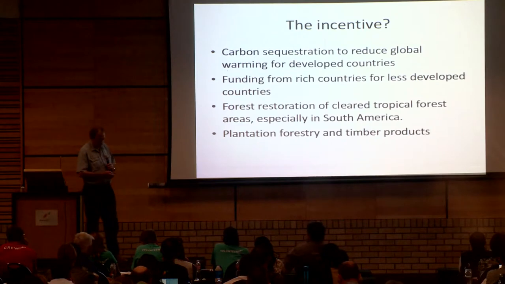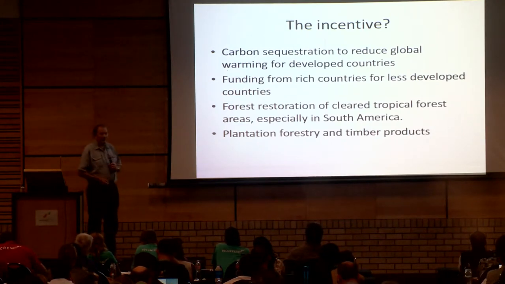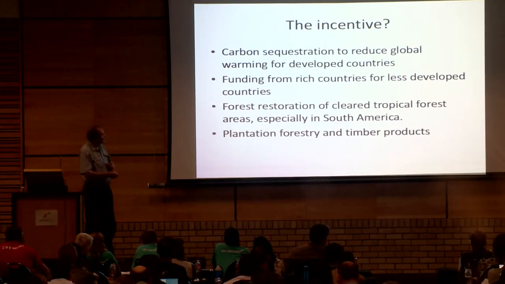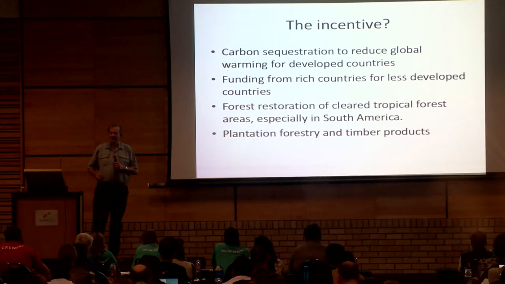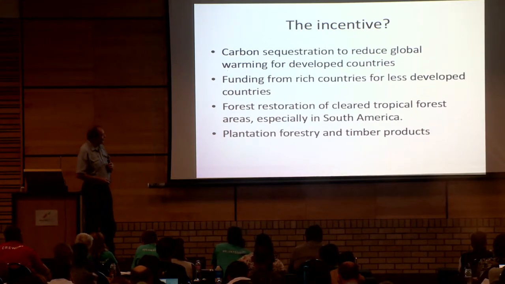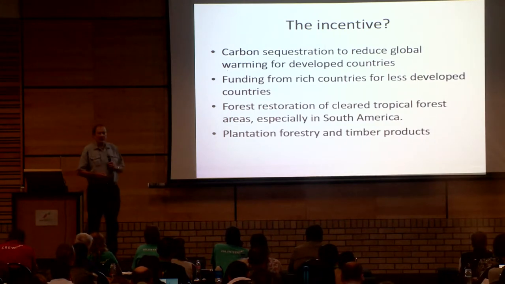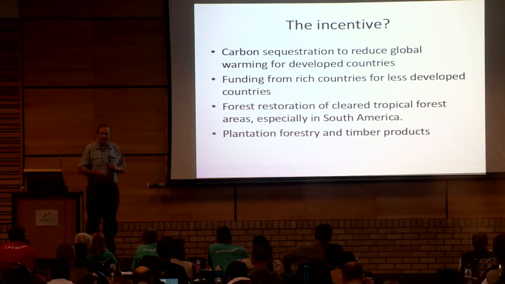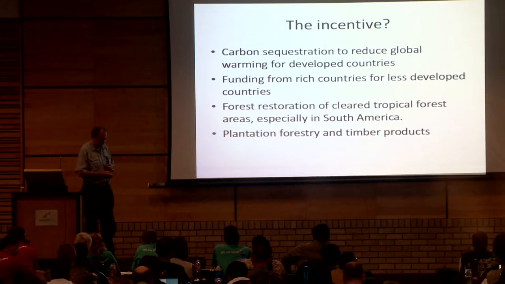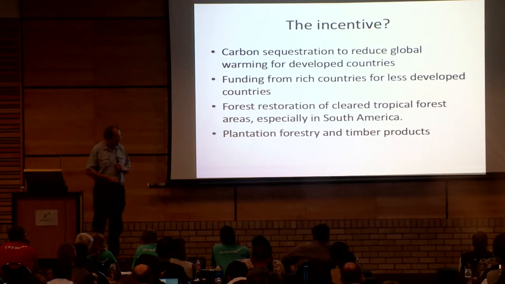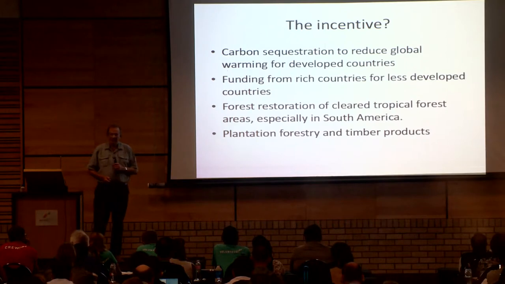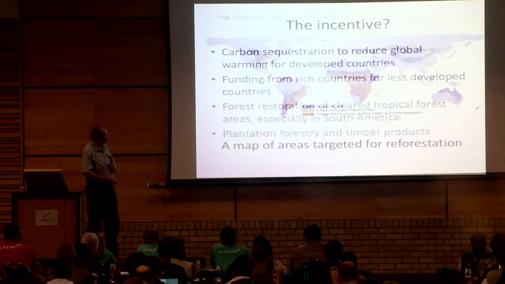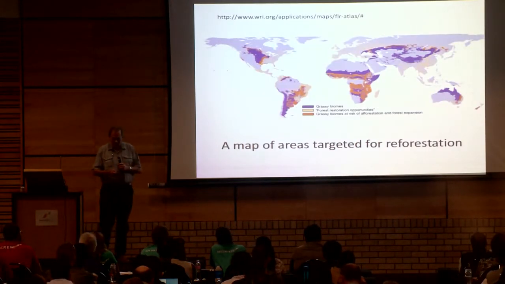The incentive, of course, from the industrial countries is carbon sequestration, which is supposed to reduce global warming based on very shoddy science. And of course, from our point of view, this is funding from the rich countries, which is very welcome. And then there's real areas of serious deforestation, particularly in South America, and this is a major contribution to reforesting those areas. But you can't help being a bit cynical. There are also foresters out there who are looking to expand the forestry industry and to gain some cash from timber products. So what is the map? Where are they going to do this?